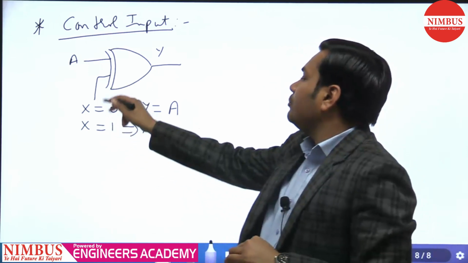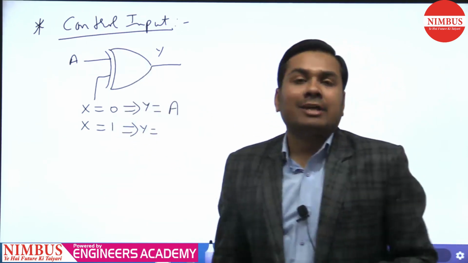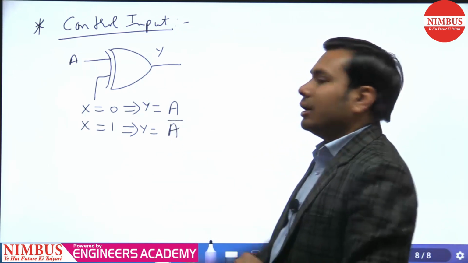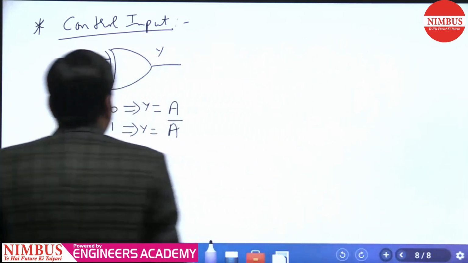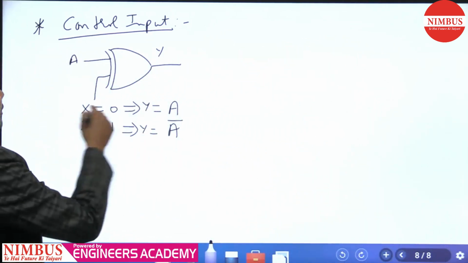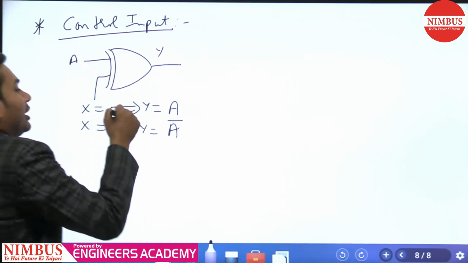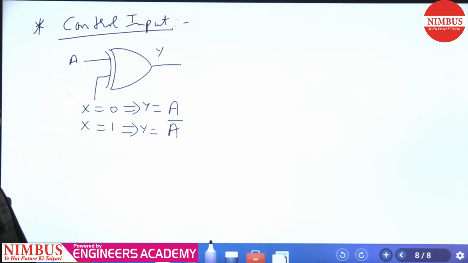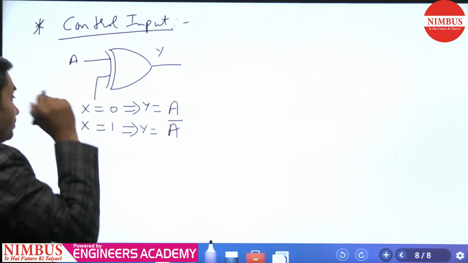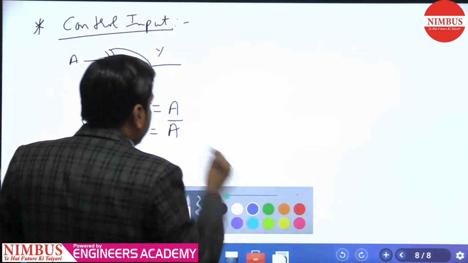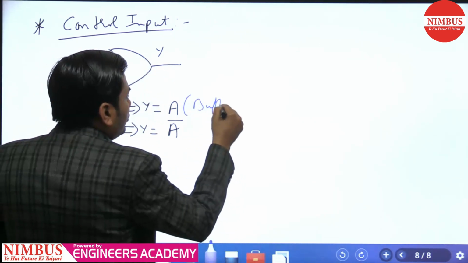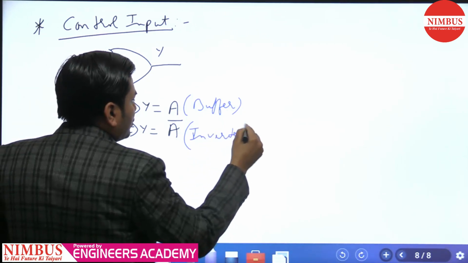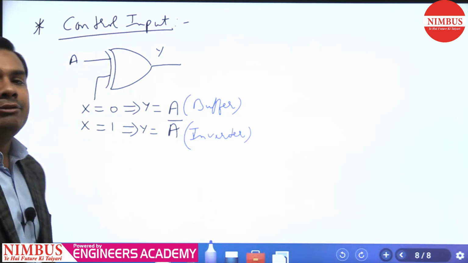When we have control input as 1, we have A XOR 1, which equals A bar. So finally, with control input 0 we have A XOR 0, that is A, and with control input 1 we have A XOR 1, that is A bar. That means for control input 0 it acts as a buffer, and for control input 1 it acts as an inverter.